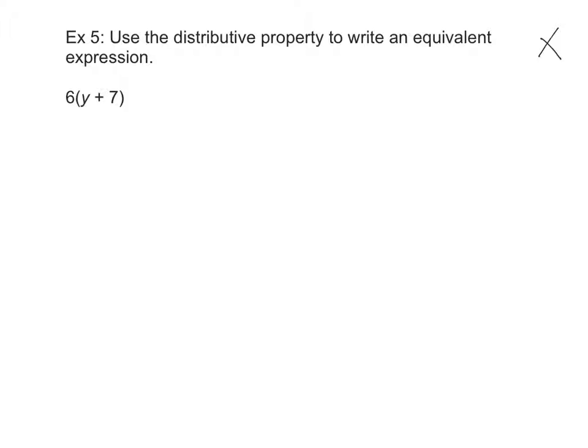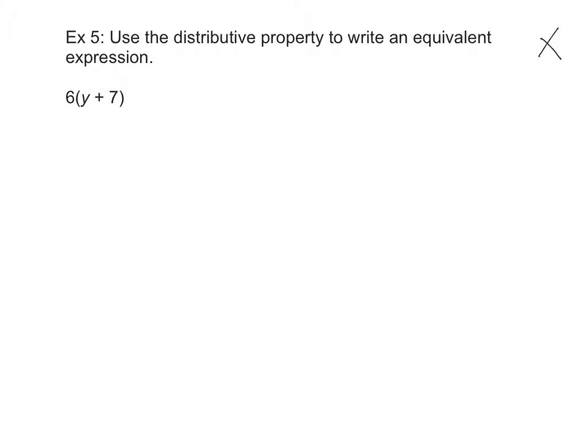Okay, now I told you we'd come back to that distributive property, so here's your chance to really understand how it looks in algebra. We're going to use the distributive property to write an equivalent expression. So here I have an expression, 6 times the quantity y plus 7. You'll notice right away there's no like terms that you can combine because we've got 6 on the outside, we've got y plus 7. What are we going to do here?